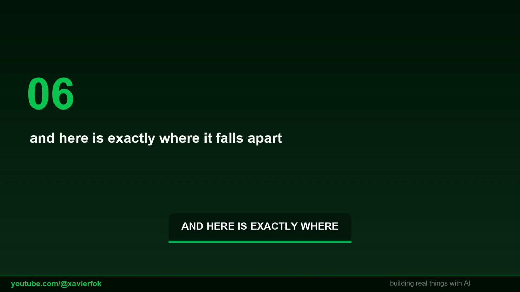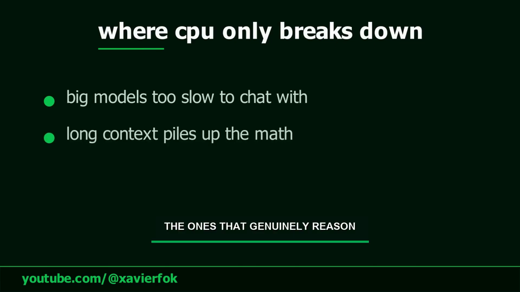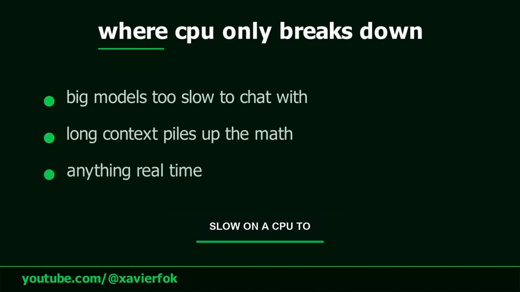And here is exactly where it falls apart. Now the honest other side, because I am not going to pretend CPU only is some secret that everyone is hiding from you. It falls apart in three clear, predictable places. The first is sheer size. The big models, the ones that genuinely reason better and handle the hard questions, are simply too slow on a CPU to use interactively. You saw that with the 70 billion test.